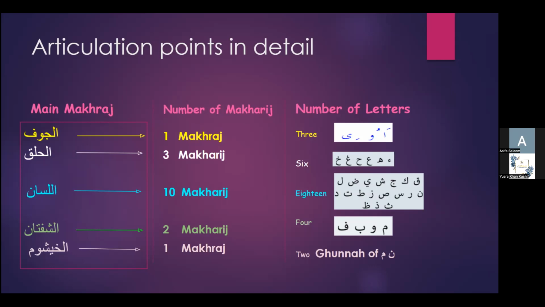Al-Halq has 3 makharij for the 6 letters, Hamza, Ha, Ain, Ha, Ghain, Kha, and Al-Lisan has 10 makharij for 18 letters. Ash-Shafatan has 2 makharij for 4 letters. Al-Khayshum has 1 makhraj for the ghunna of the letters, which is Noon and the Mim, so the 2 letters. All the 28 or 29 letters come from these 5 major areas. Now these major areas, as I said, are further divided into the detailed makharij. We will learn it inshallah slowly.